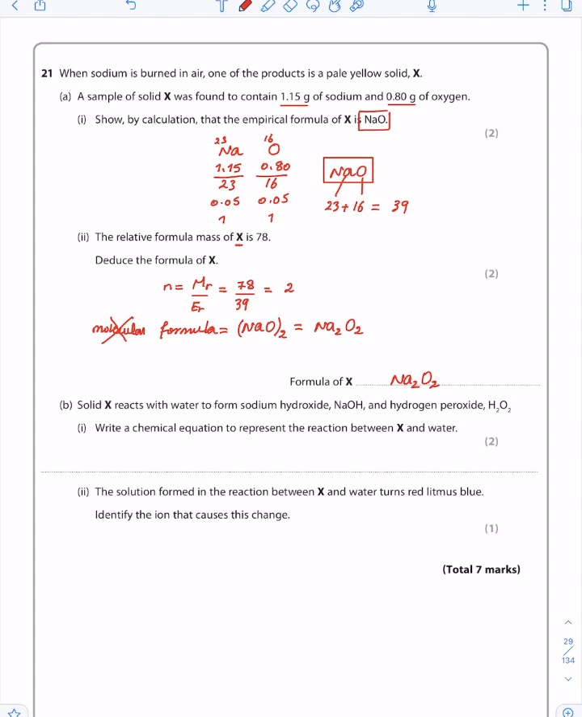Question B. Solid X reacts with water. So here Na2O2 reacts with water to form sodium hydroxide NaOH and hydrogen peroxide H2O2. Okay, we wrote the chemical equation that it wants. Write a chemical equation to represent the reaction between X and water. What's left is that we balance it.